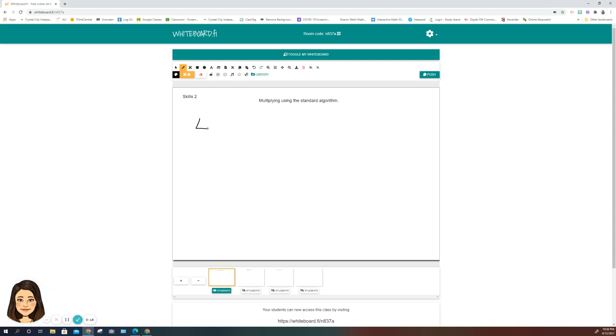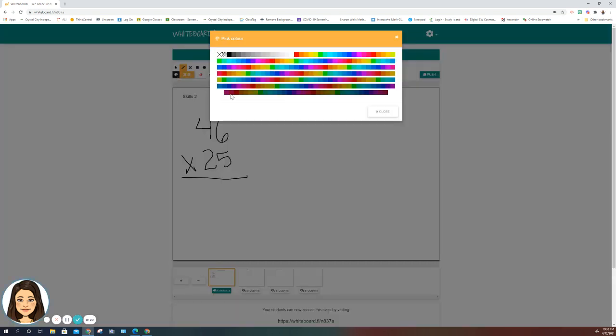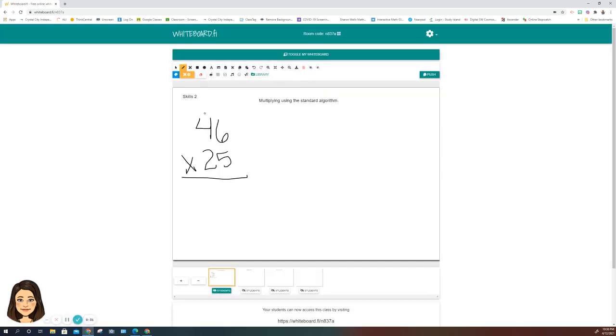So let's start with 46 times 25. So 46 times 25, let's start with 46 times 5. First, we multiply our ones place. 5 times 6. 5 times 6 is 30. 3 in the tens place and the 0 in the ones place.